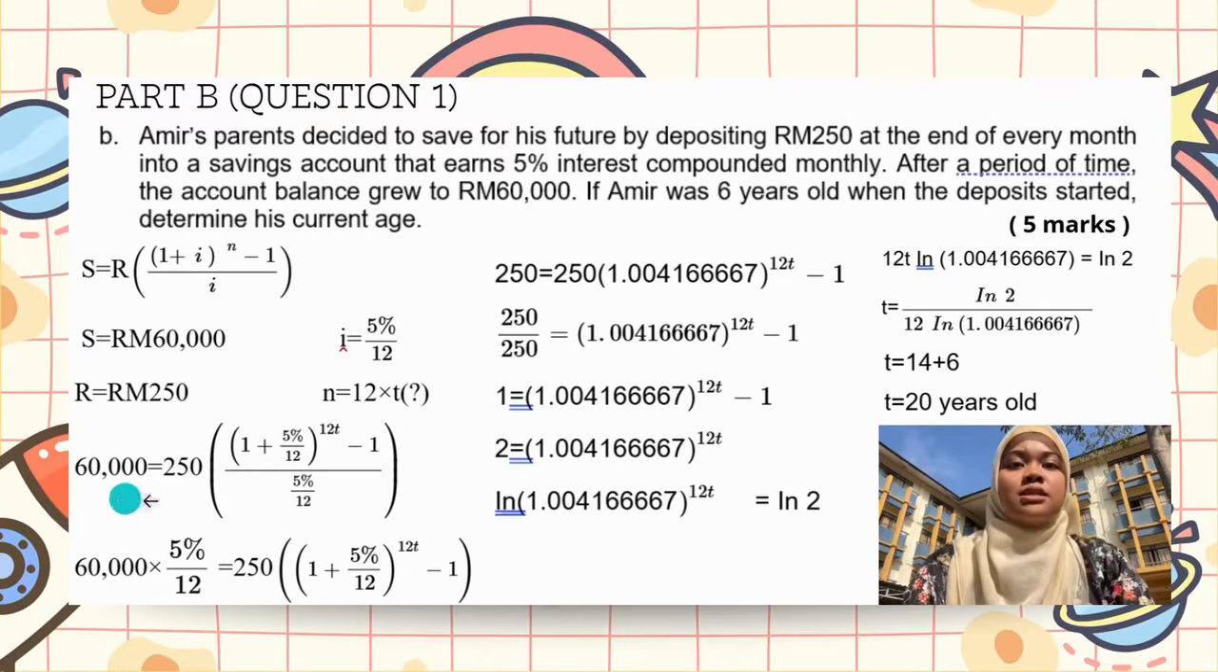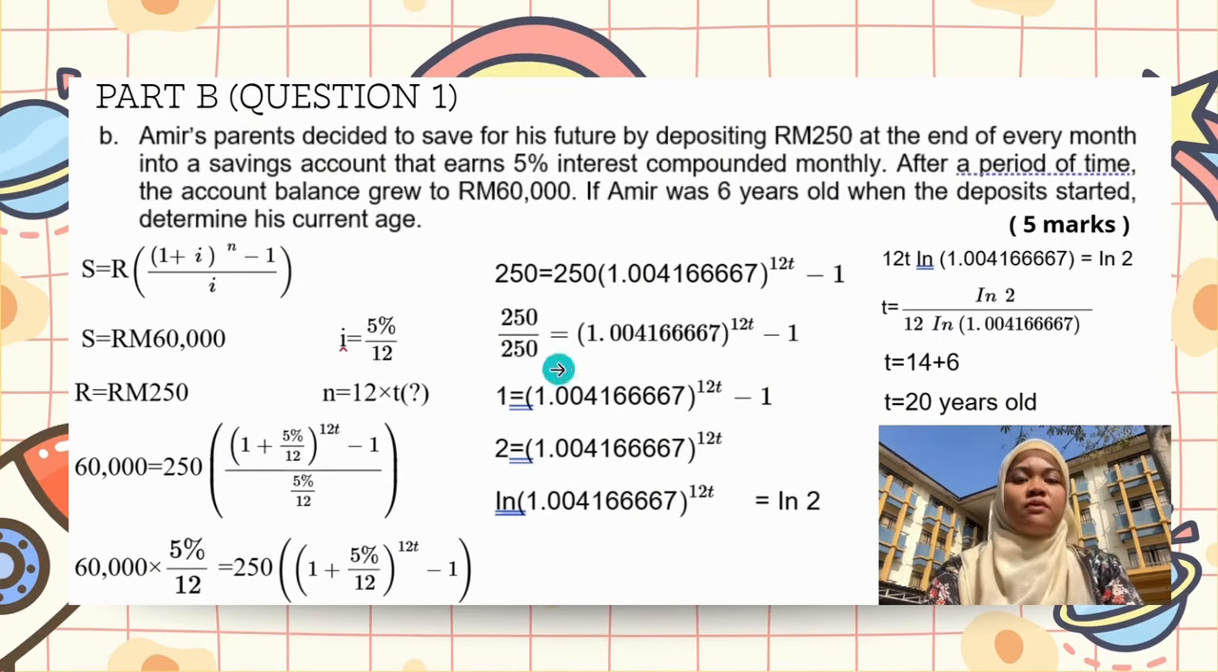It will be 16,000 equals 250 bracket 1 plus 5% divided by 12, power of 12t, minus 1, divided by 5% divided by 12, bracket. After that, 5% divided by 12 needs to move to the left side. Then it will be 16,000 times 5% divided by 12 equals 250 bracket 1 plus 5% divided by 12 power of 12 times t minus 1 bracket. Then it will be 250 equals 250 bracket 1.004166667 bracket power of 12 times t minus 1.